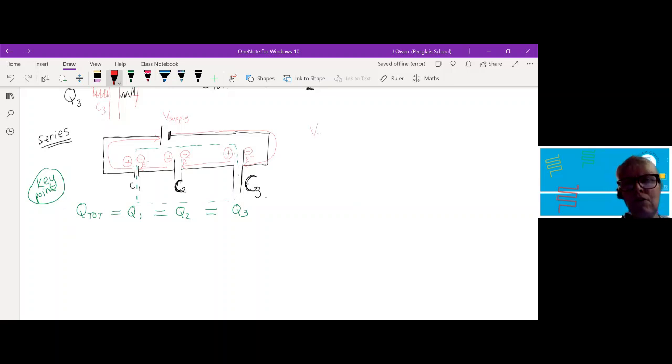So the voltage across the supply is equal to the voltage across, say, capacitor 1 plus the voltage across capacitor 2 plus the voltage across capacitor 3. So I'm going to put V1. Notice I haven't put V2, okay, and V3. Notice I haven't assigned whether they're big or large yet. We'll have a look at how big they will be in a minute, all right?